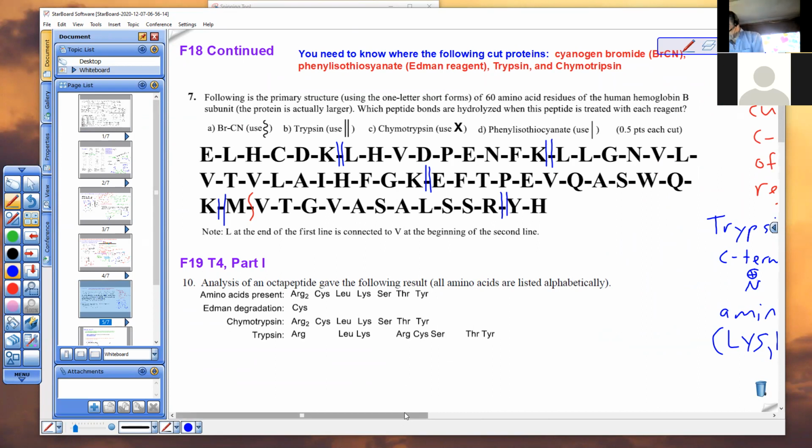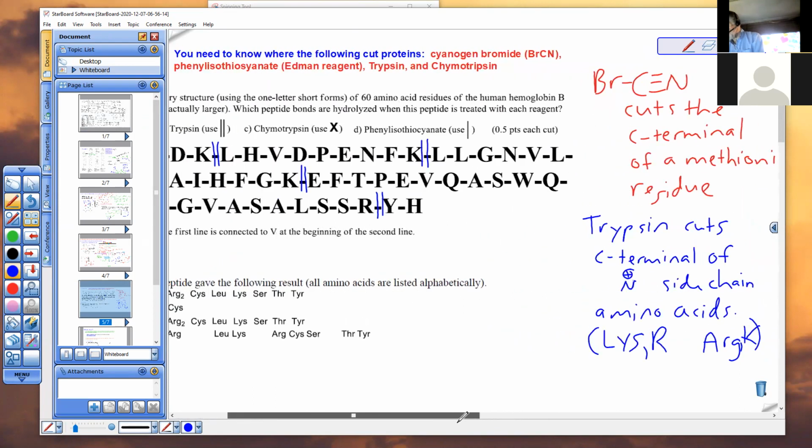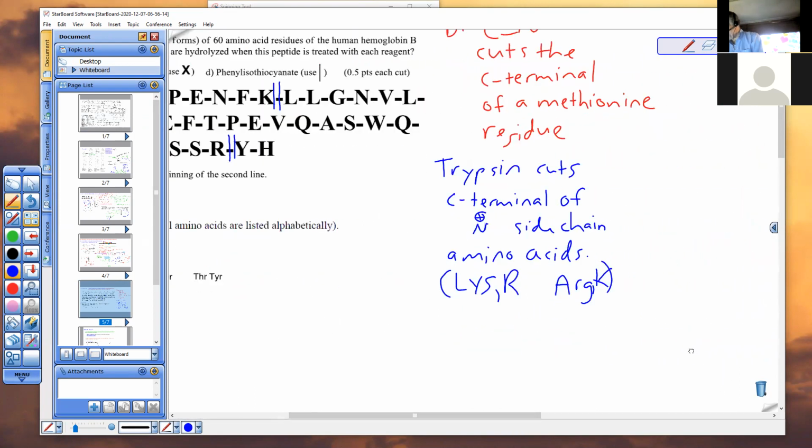Chymotrypsin. Let's see. I need that area to work on that problem. And we'll do chymotrypsin in green. Chymotrypsin cuts, and it's always C terminal, so that makes your life easier, of benzene containing amino acids.